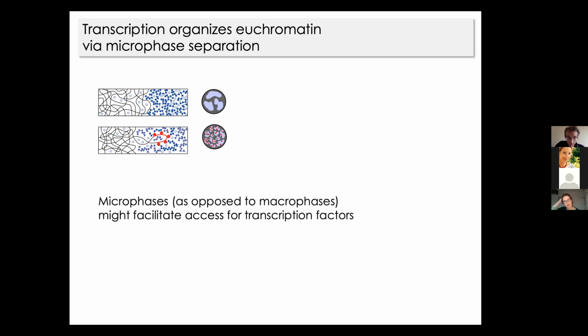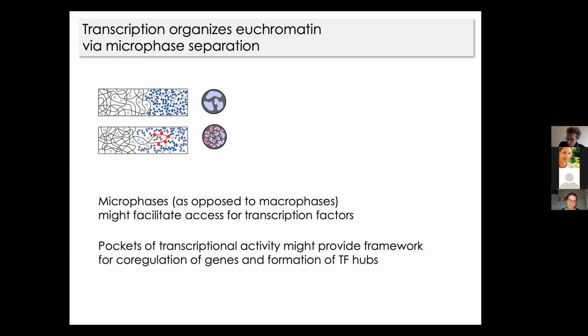We think that the maintenance of euchromatin in such microphases, as opposed to macrophases, might facilitate access for transcription factors to specific genes when changes in gene expression need to be introduced. And finally, we think that these pockets of transcriptional activity might provide a framework for the co-regulation of genes and the formation of transcription factor hubs.